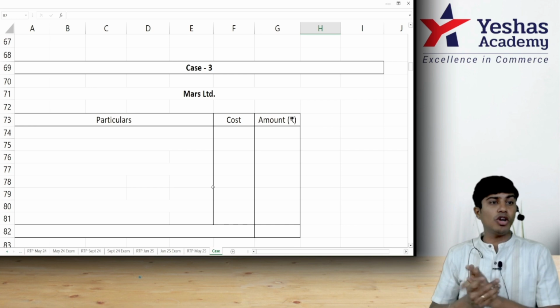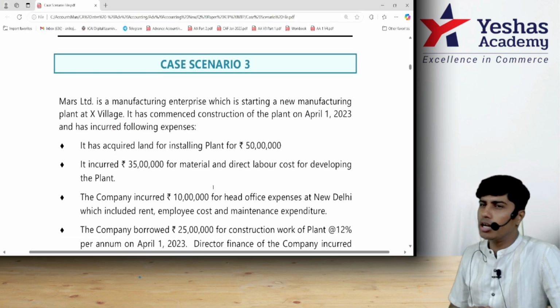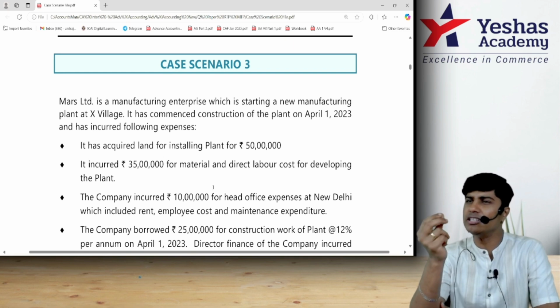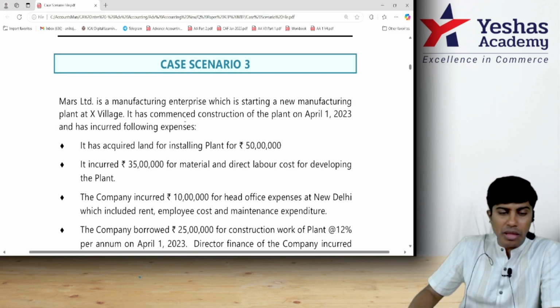Come on guys, let's solve case 3 from our case scenario discussion, and this case is on Accounting Standard 10 with a pinch of Accounting Standard 16, borrowing cost, in it. Let's start reading the question.